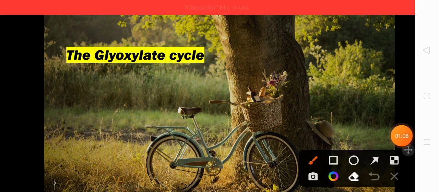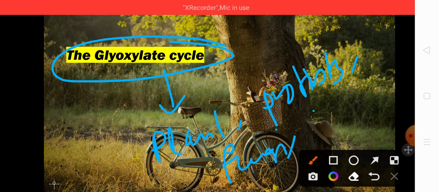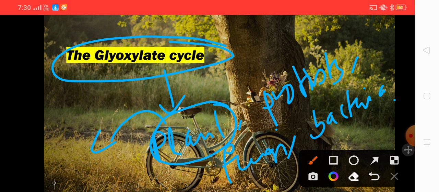So first we will start our lecture with the name, the glyoxylate cycle. Why the name the glyoxylate cycle? The glyoxylate cycle especially occurs in plants, and you may also see it in protists, in fungi, as well as in bacteria. Mainly in plants, it occurs in a special type of peroxisome known as the glyoxisome, and from the name glyoxisome, the name glyoxylate cycle comes.